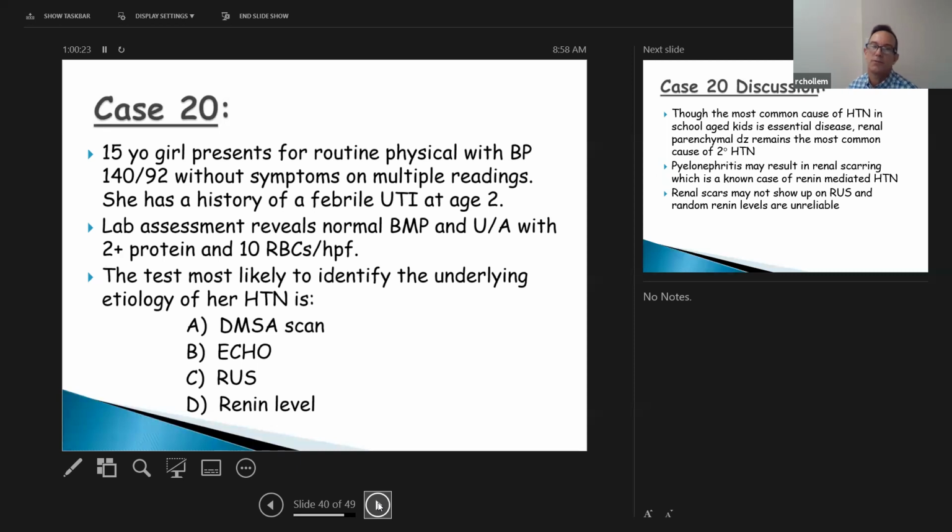A 15-year-old girl presents for a routine physical with blood pressure 140/92 without symptoms on multiple readings. She has a history of a febrile UTI at the age of 2. On lab assessment, she has normal blood work, and her urine shows 2+ protein with 10 red cells per high-powered field. The test most likely to identify the underlying etiology of her hypertension is A, DMSA scan, B, echo, C, renal ultrasound, D, renin level.